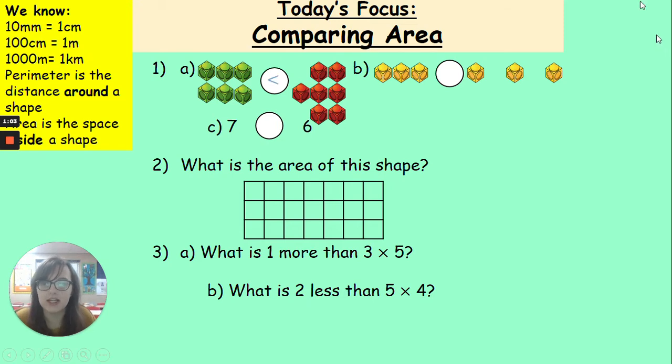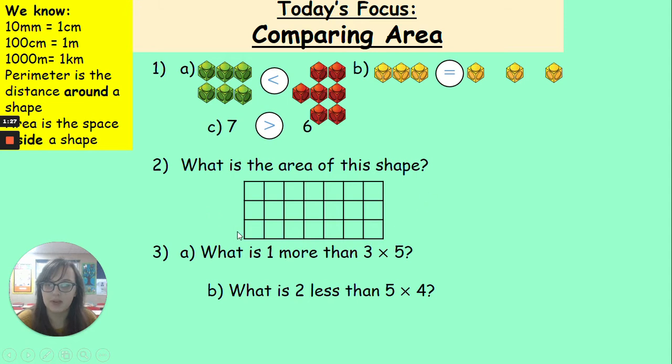Okay, so for these, the green blocks here, there are less green blocks than red blocks. There are 6 green blocks and 7 red blocks. So we've used the less than sign. For our yellow cubes over here, there are 3 on both sides, so they are equal amounts. And here, 7 is greater than 6. Hopefully we've got all of those the right way around.